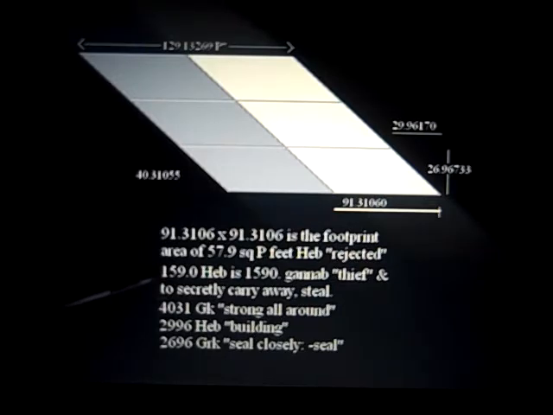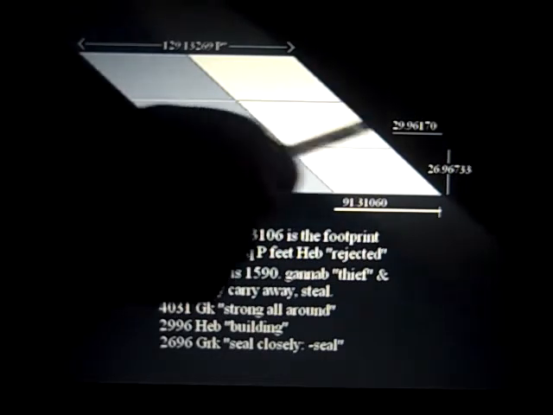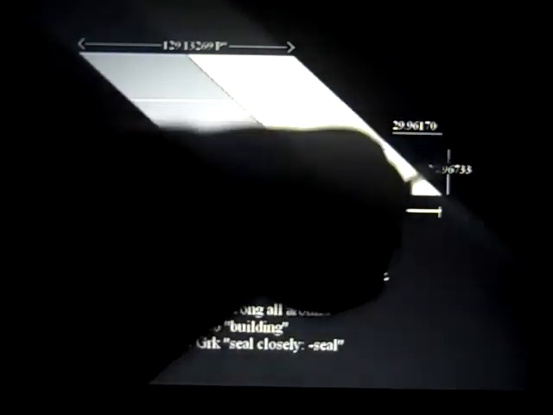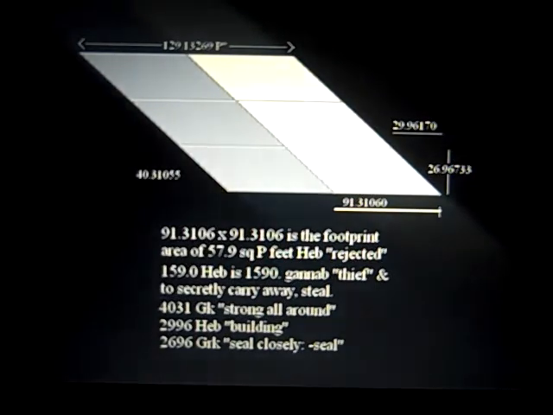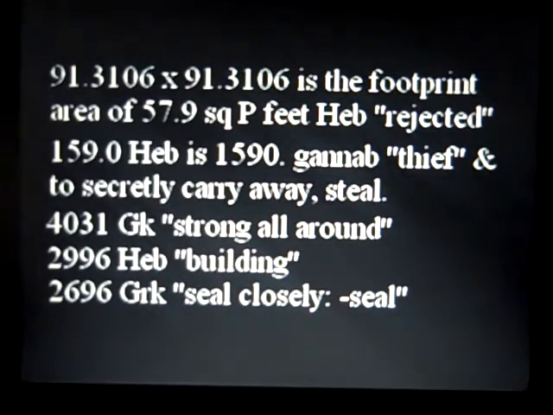Now, 159 was that number I showed you, that measurement from here to here, and it means thief, to secretly carry away or to steal. Now, the 4030 means strong all around. The 2996 means building, and the 2696, this distance here, which is the height of each one of them, is to seal closely. Seal. There they are, reiterating. Isn't that amazing?